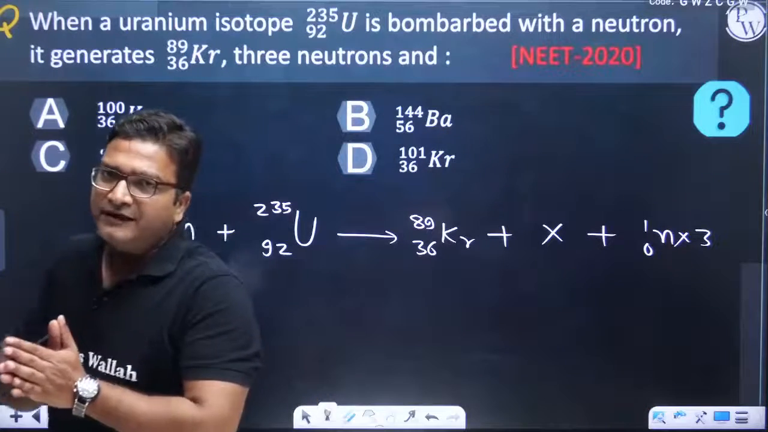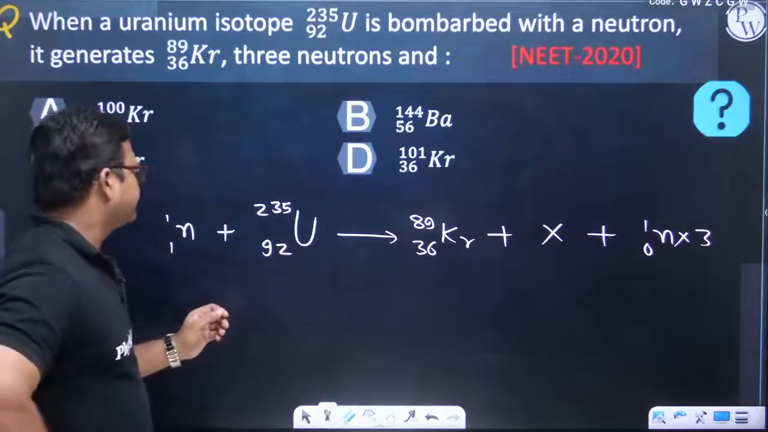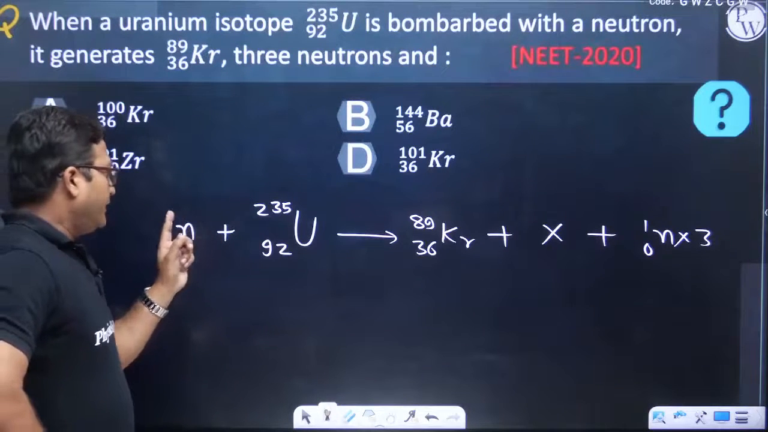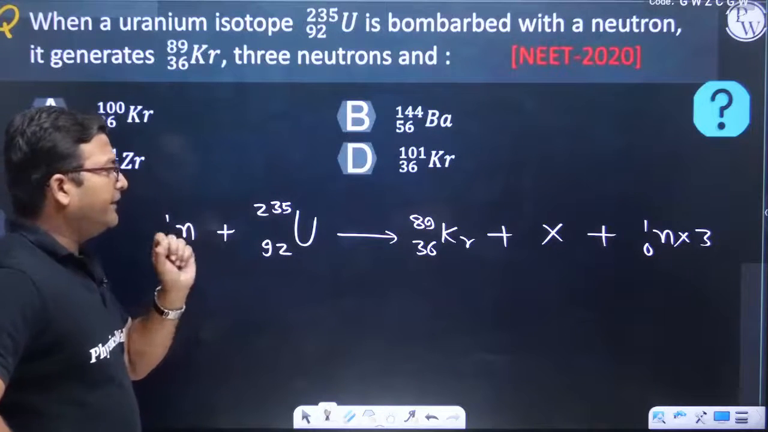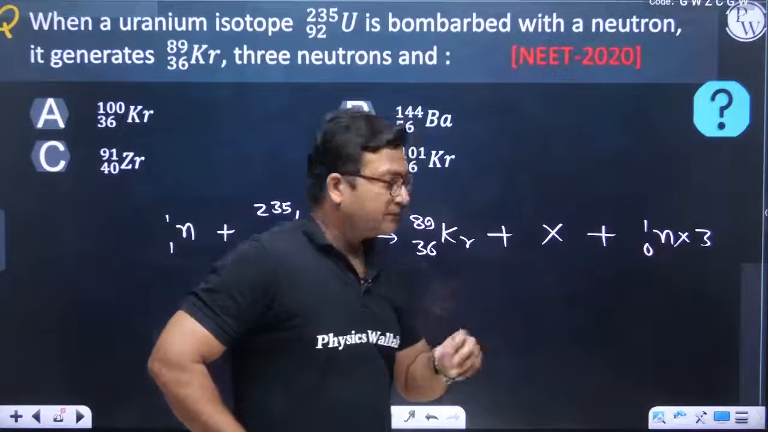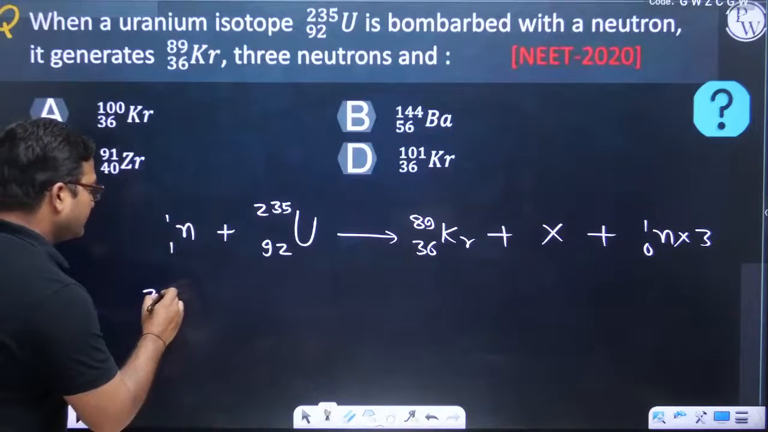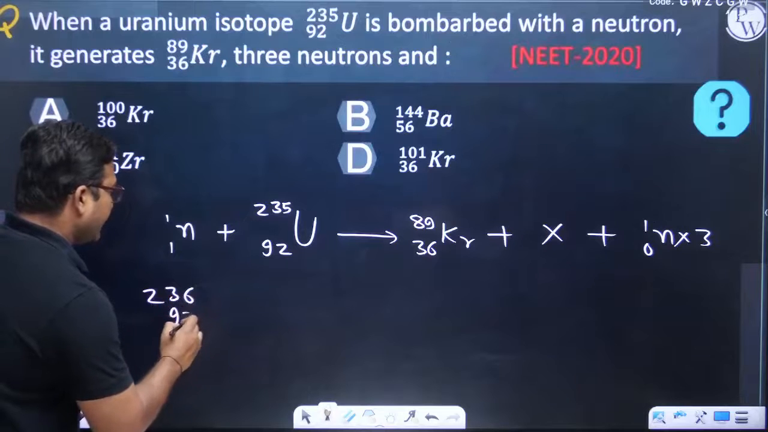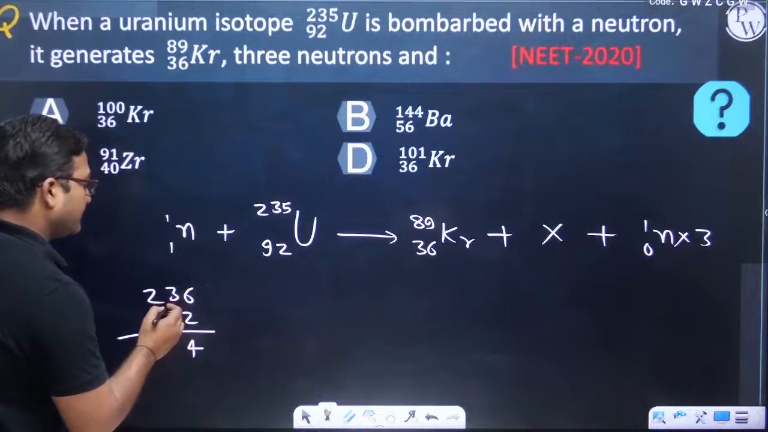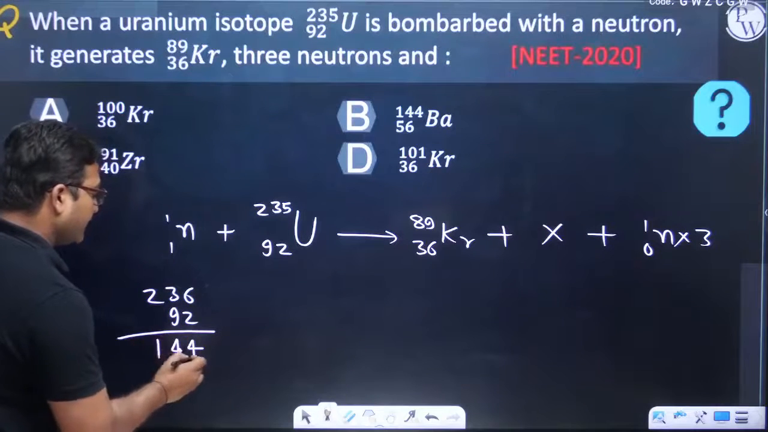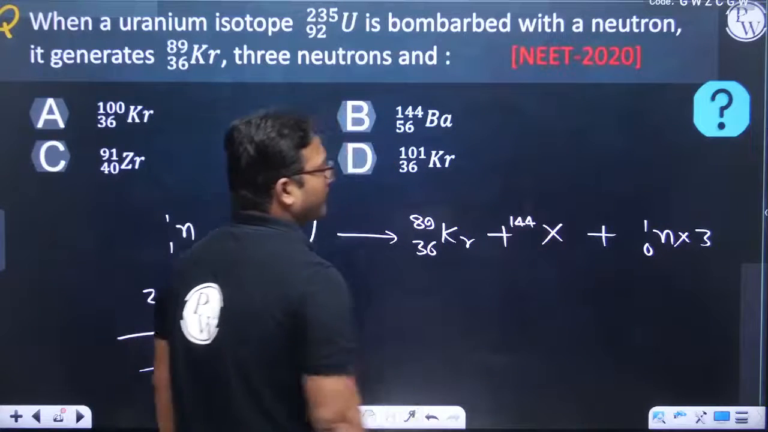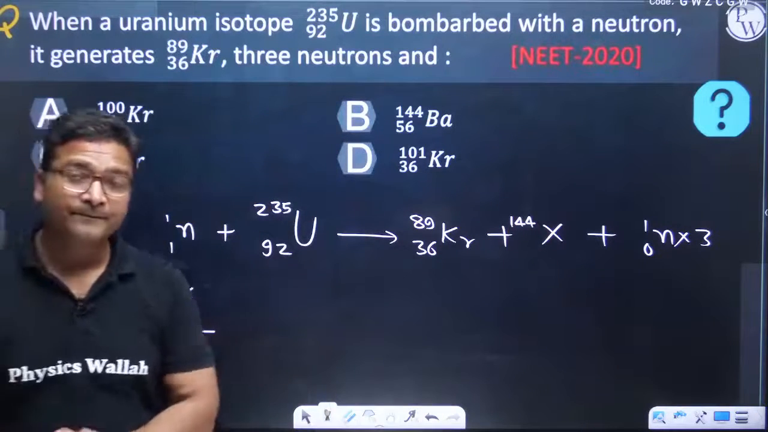And if we balance the equation, we have actually 236 nucleons here. If we have 236 nucleons here and here we have 89 plus 3 means 92. So if we subtract 236 minus 92, we have 144. So the remaining 144 nucleons must be here because there is no other place to go.